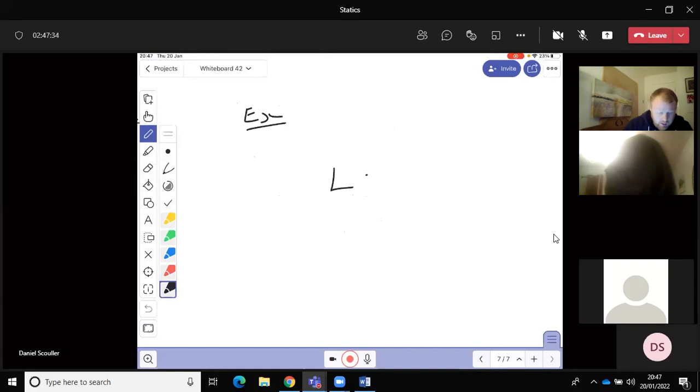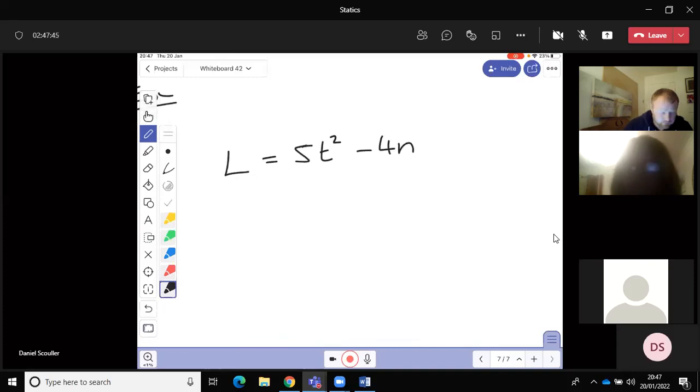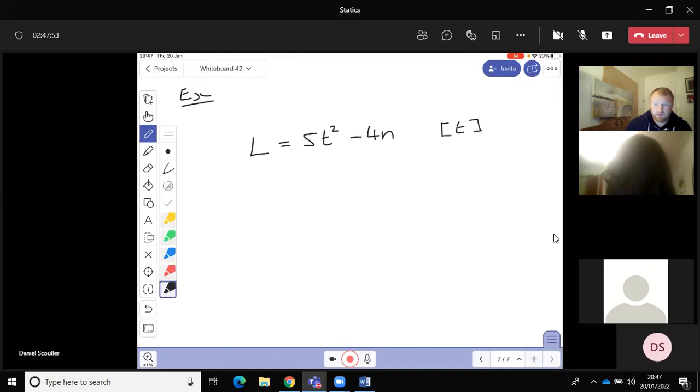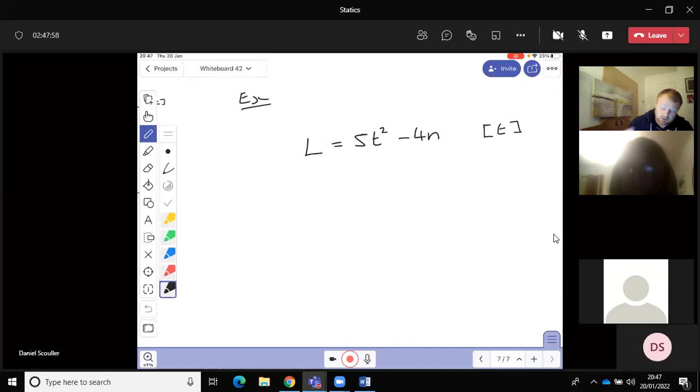Okay, so if we had L equals 5t squared minus 4n, and we want to rearrange that and be left with t. So we want to be left with t equals. I'm going to flip that straight away so t is on the left hand side. So 5t squared minus 4n. That's just a nice to have, you don't need to do that. You could deal with t always on the right hand side and move everything across.